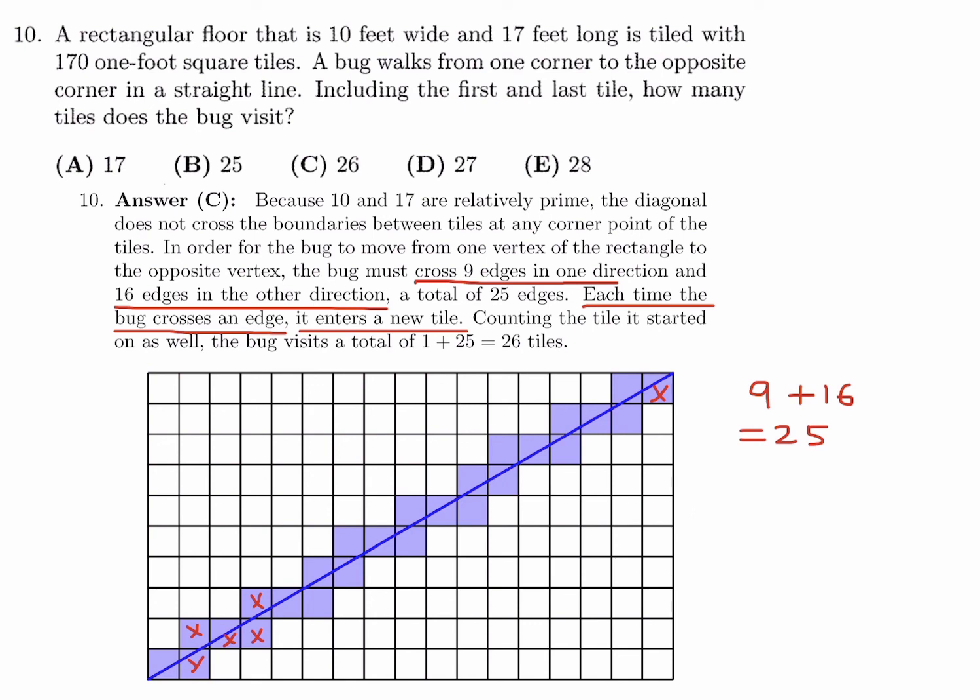But don't forget where we started. We started here, so we have to add that one as well. So the 25 that we crossed into, and then the one tile that we originated from. So the total will be 26. So number 10, the answer is C.